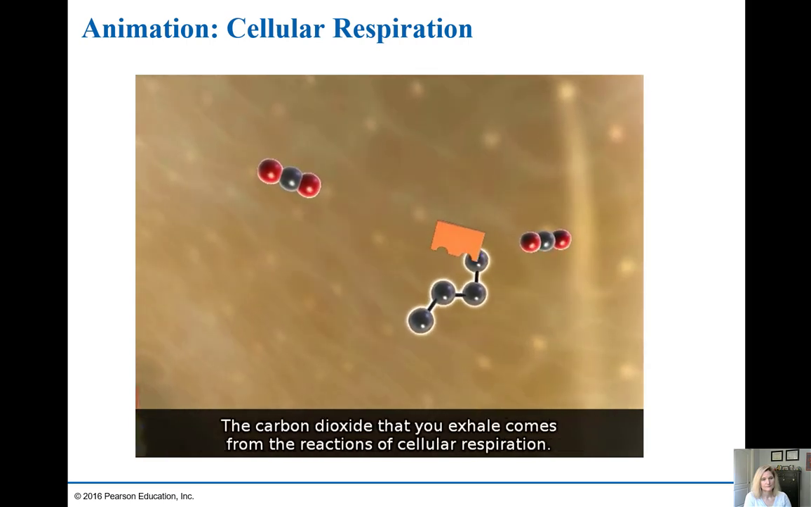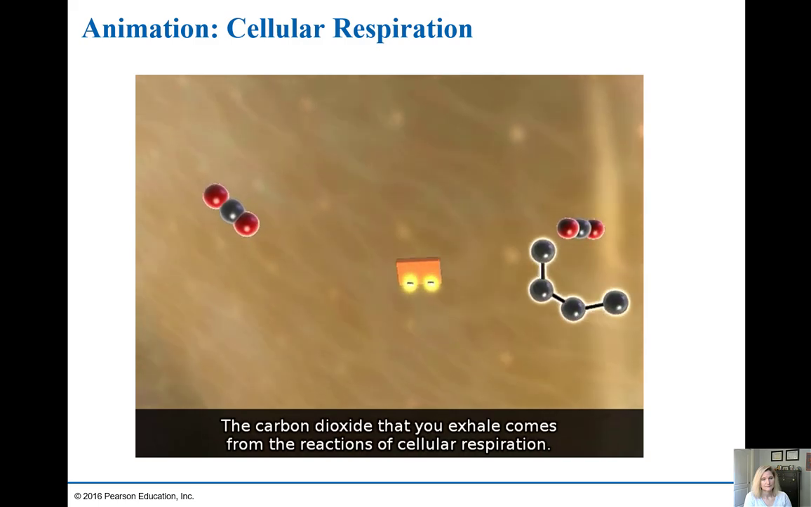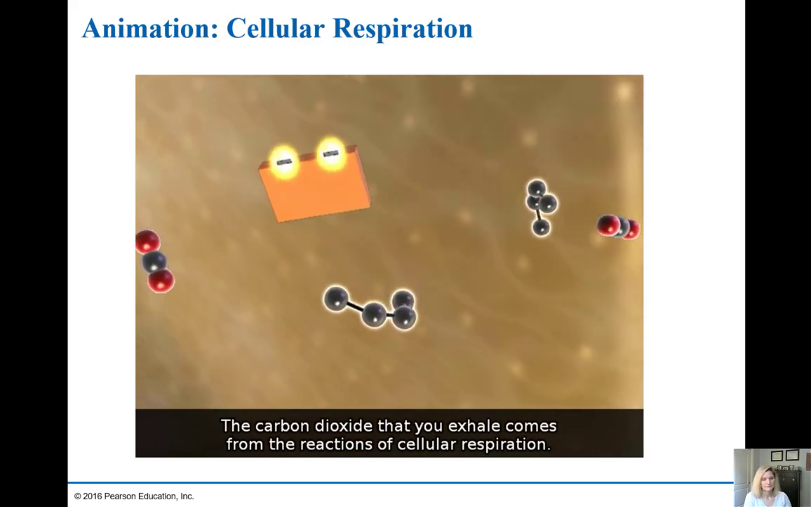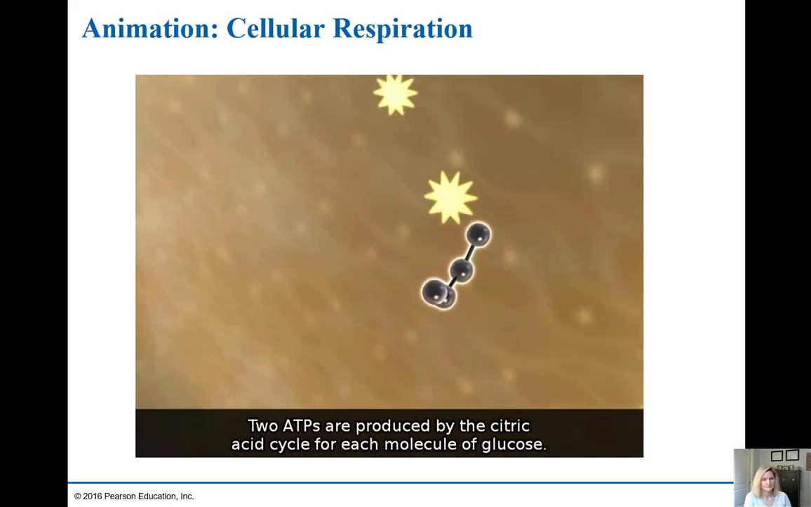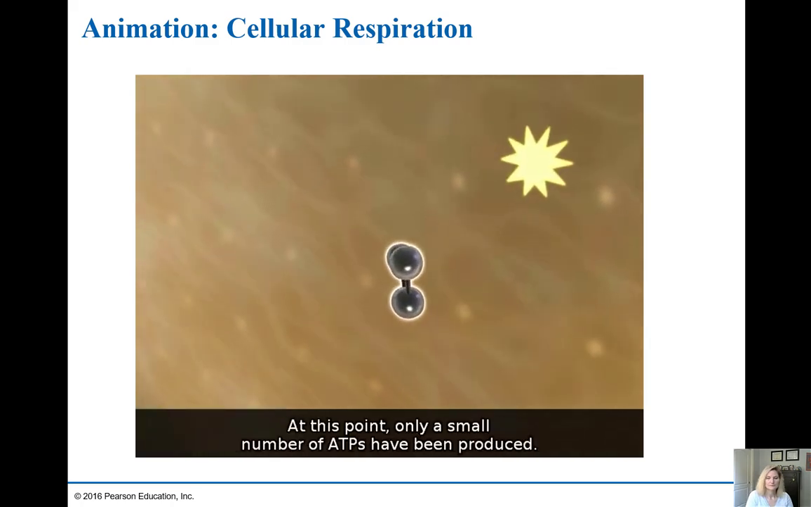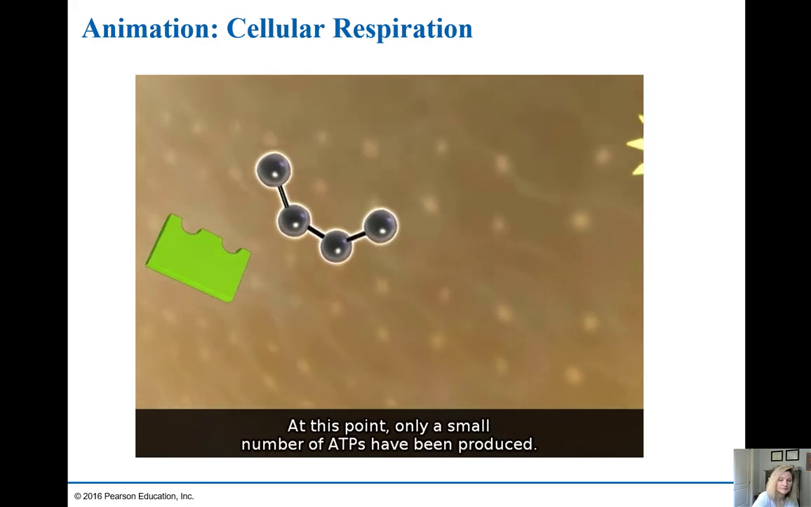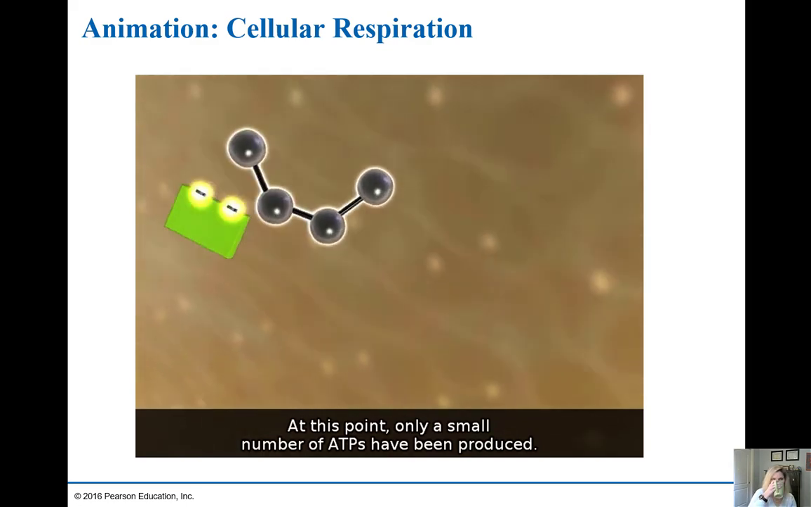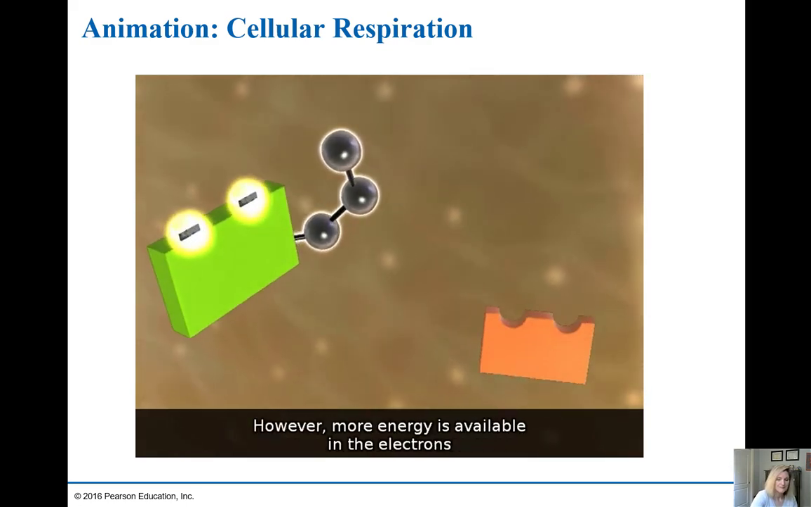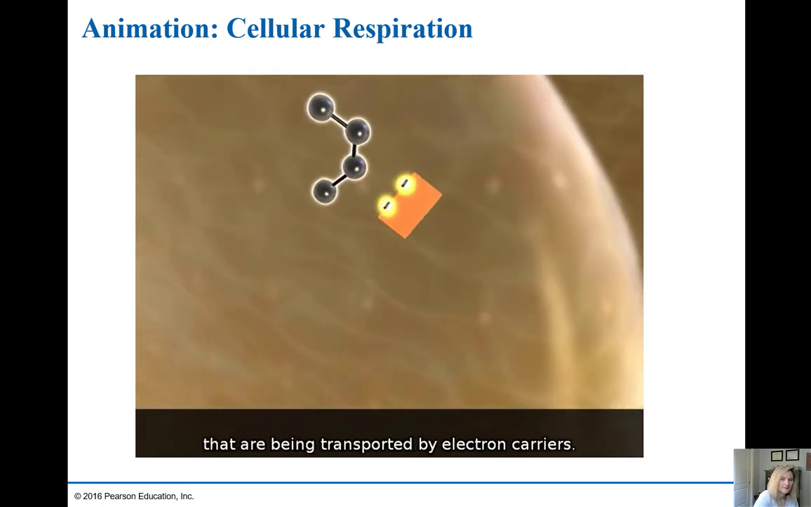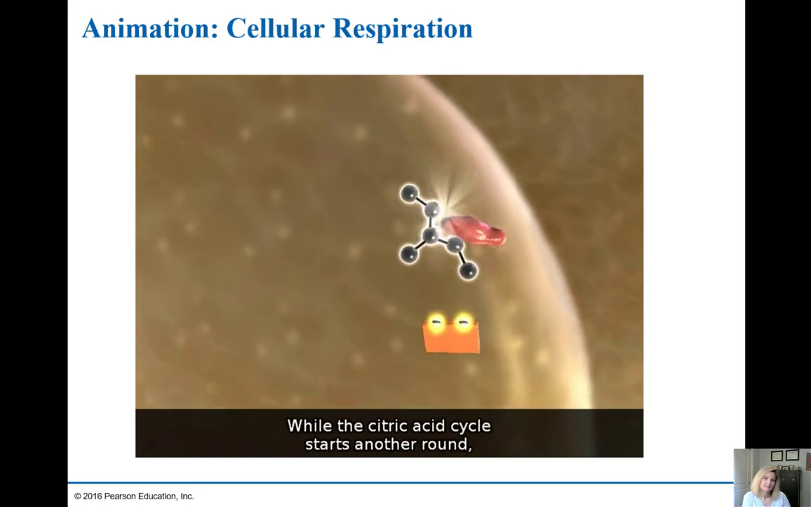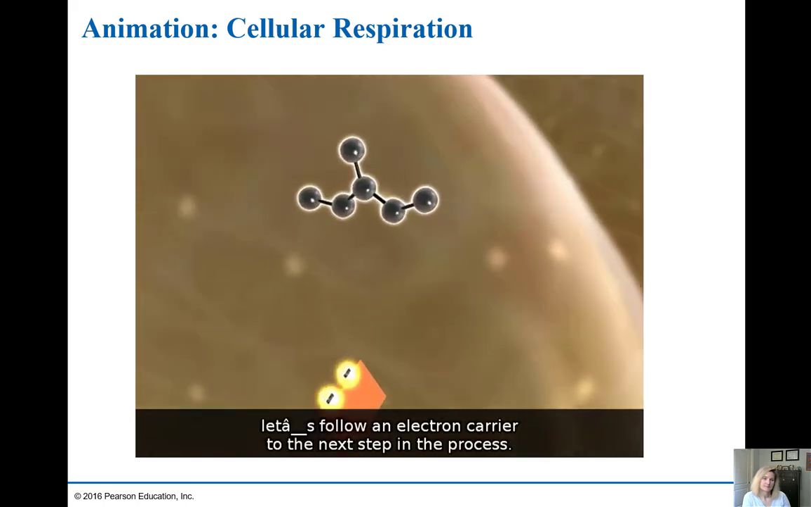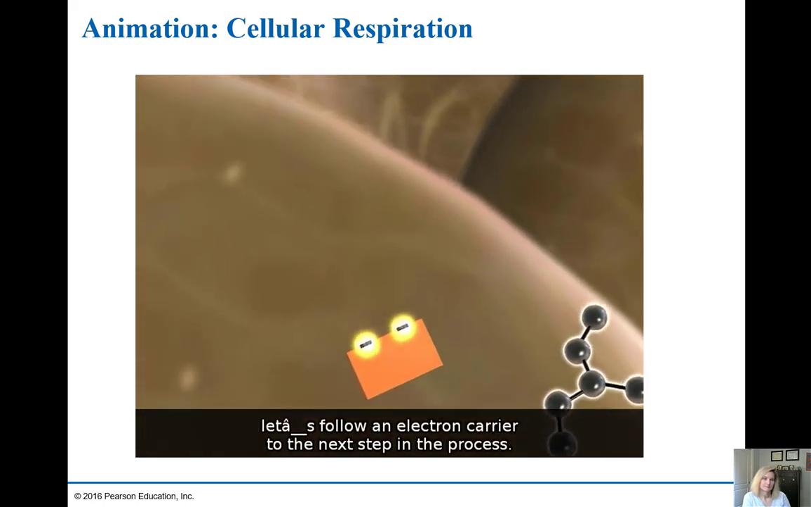The carbon dioxide that you exhale comes from the reactions of cellular respiration. 2 ATPs are produced by the citric acid cycle for each molecule of glucose. At this point, only a small number of ATPs have been produced. However, more energy is available in the electrons that are being transported by electron carriers. While the citric acid cycle starts another round, let's follow an electron carrier to the next step in the process.